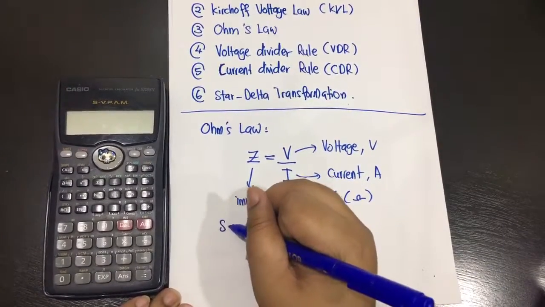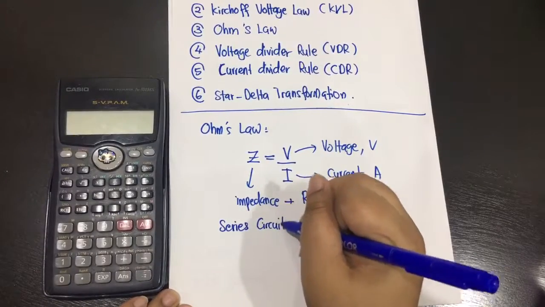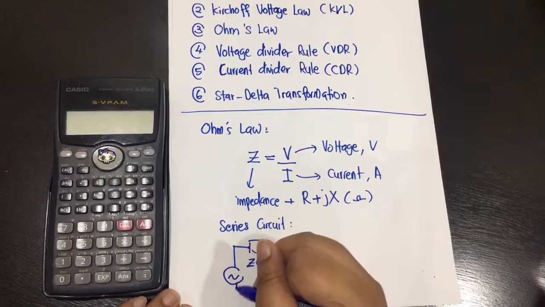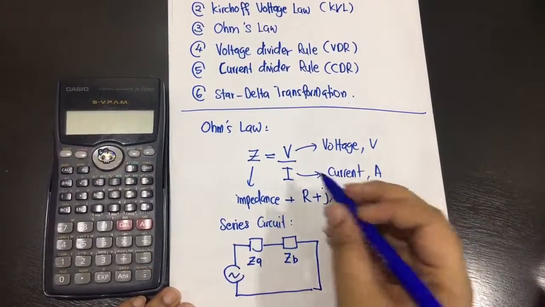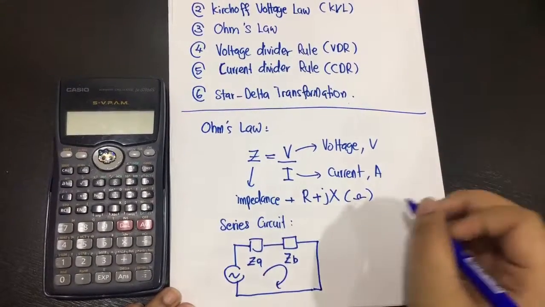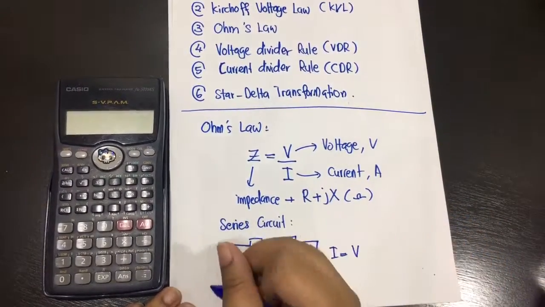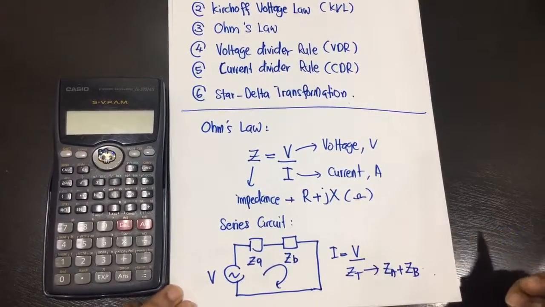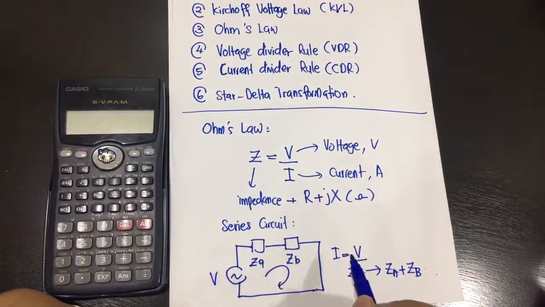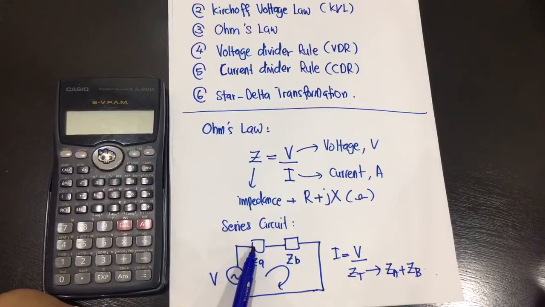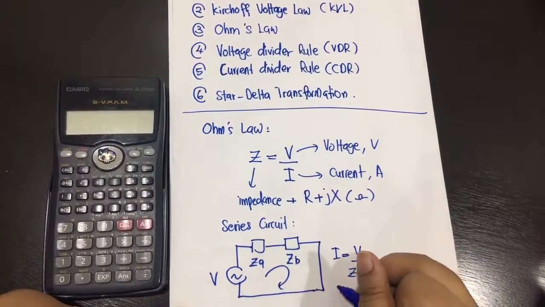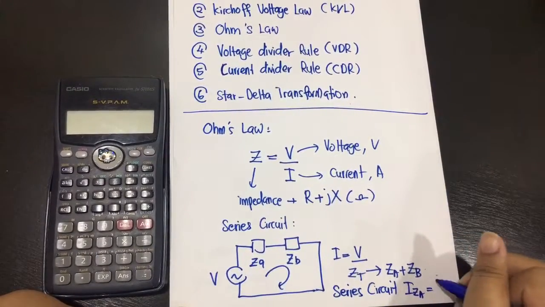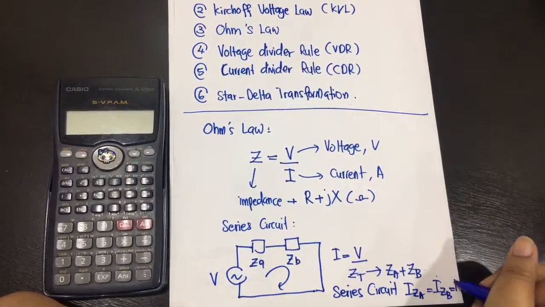Let's say we have a series circuit, ZA, ZB, and this is our source. We would like to determine the current flow in this circuit. So I will be V over Z total, where Z total is ZA plus ZB. Since this is a series circuit, the current flow in ZA is equal to that in ZB. So for a series circuit, I at ZA is equal to I at ZB, which is equal to I total.